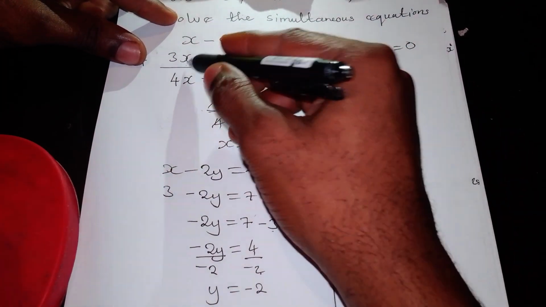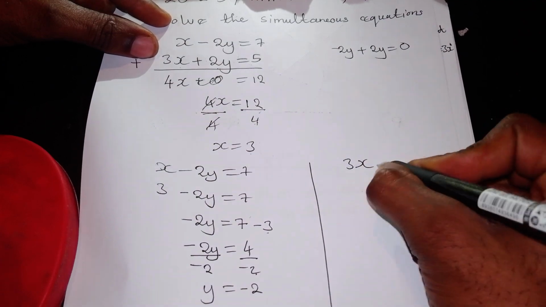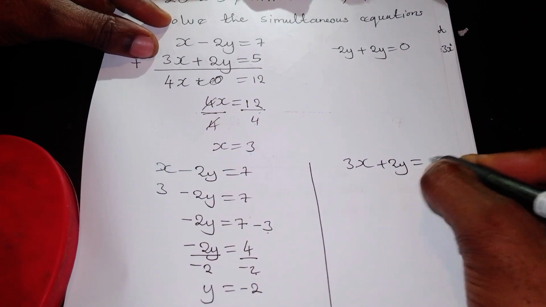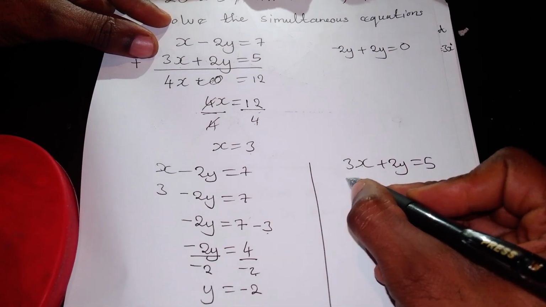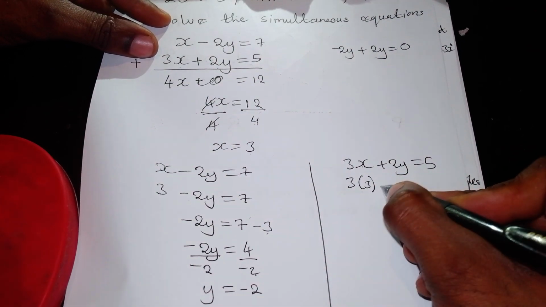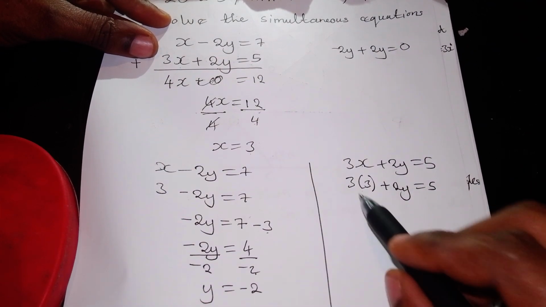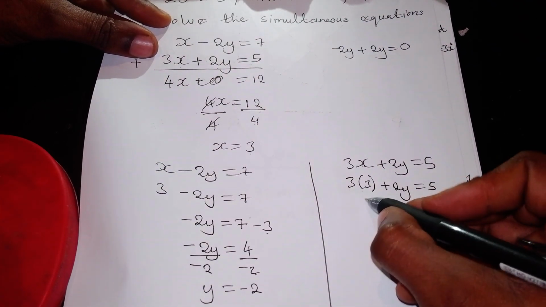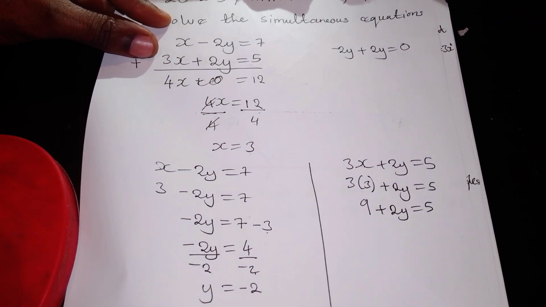If you decide to use the second equation, this is what you do. You can say 3x plus 2y is 5. Of course, you know your x is a 3, so where there is x, just put your 3 and then plus 2y. This is equal to 5. 3 multiplied by 3, you have a 9 plus 2y. Then you have a 5.